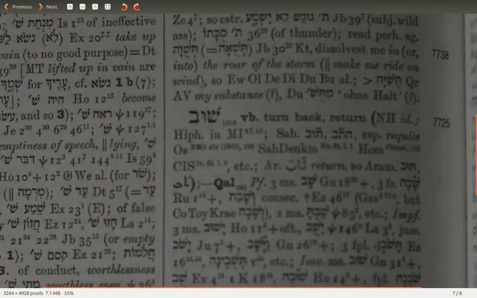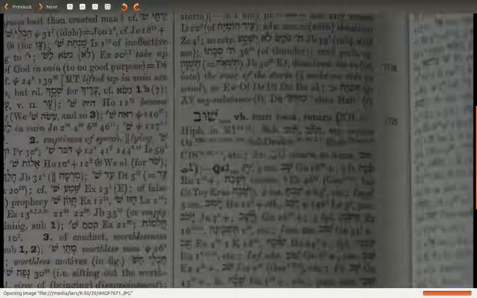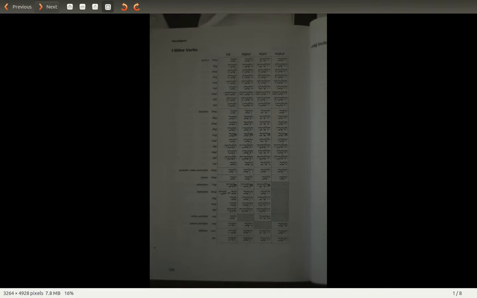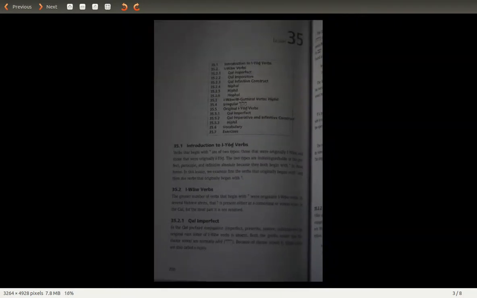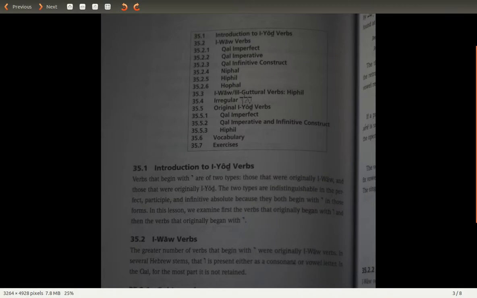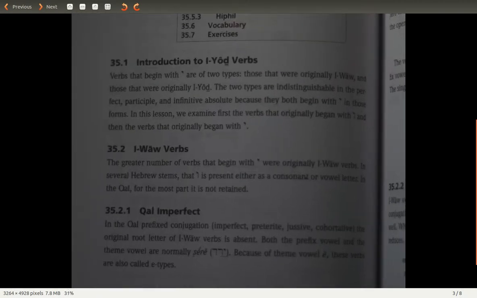But sticking to the text as written, we end up having to discuss the Hebrew grammar, the pay yod verbs. In the old-fashioned Hebrew grammar, these first-letter yod verbs were called the pay yod, and the first-letter wav verbs, that is, the first letter being the wav, were called the pay wav verbs. And they're of interest because their conjugations are irregular.